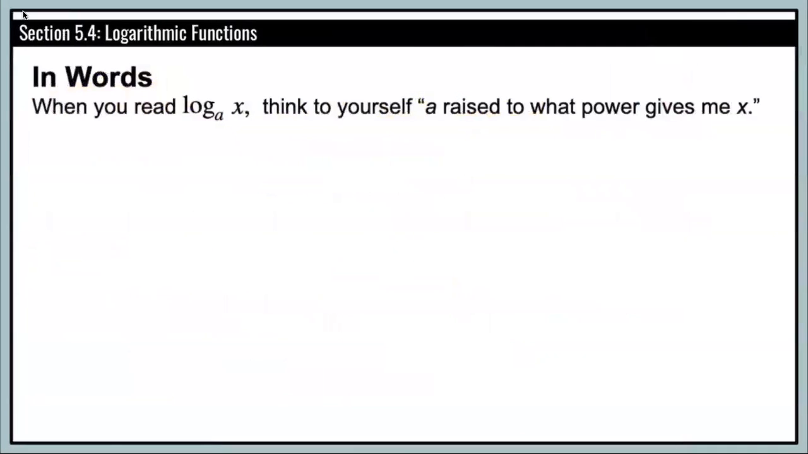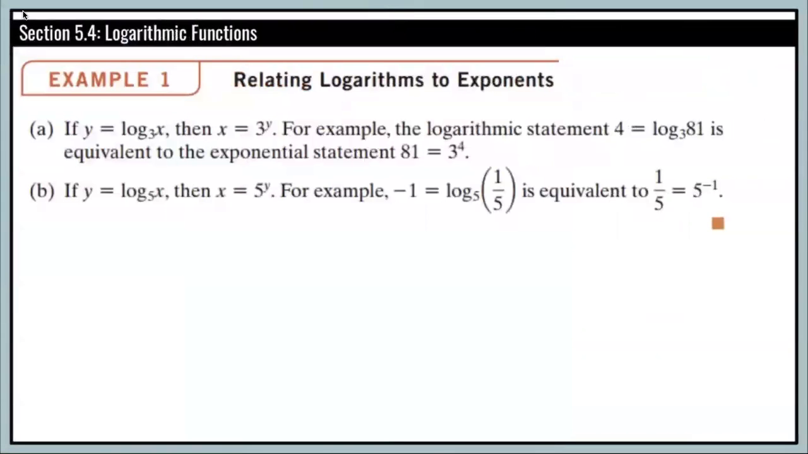In words, put simply, when you read log base a of x, think of it as: a raised to what power gives me x? We're going to do some examples. This is the first example, where we relate logarithms to exponents. It says y equals log base 3 of x. If y equals log base 3 of x, then the inverse is x equals 3 to the power of y.